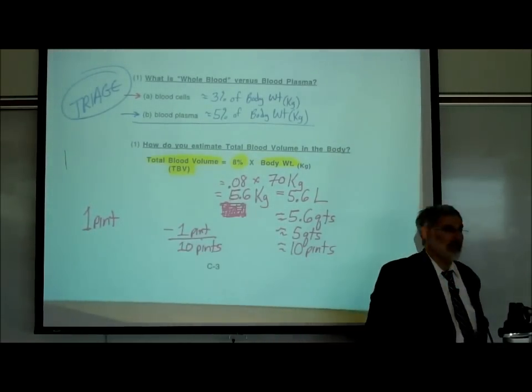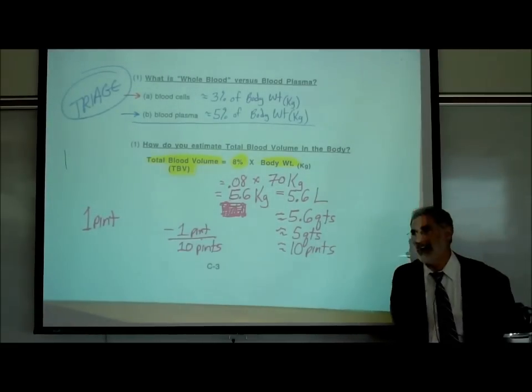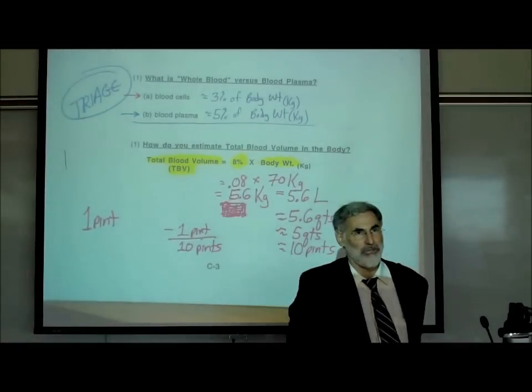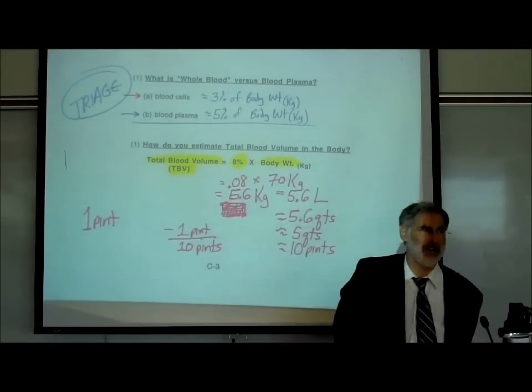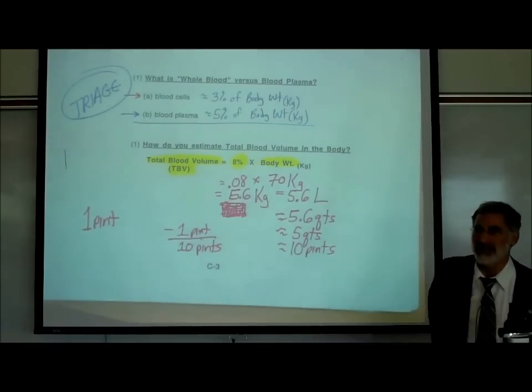If you're a child, obviously you weigh less and your blood volume's smaller. If you're a 6'5", 350-pound halfback for the Green Bay Packers, then your blood volume is significantly bigger.